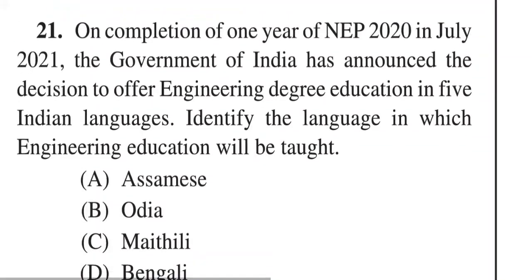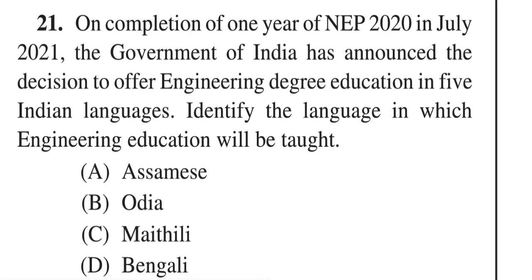Let's move on to our next question. It says, on completion of 1 year of NEP 2020 in July 2021, the government of India has announced the decision to offer engineering degree education in 5 Indian languages. Identify the language in which engineering education will be taught. Assamese, Oriya, Maithili, Bengali.